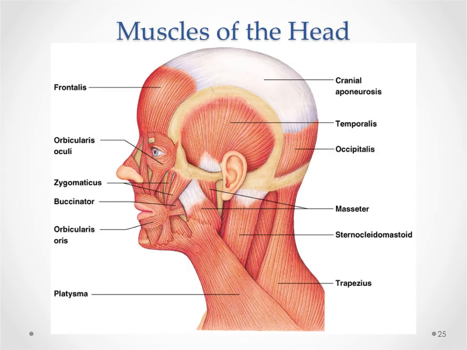Muscles of the head, we talked about a couple of these already. We talked about frontalis, the temporalis, the platysma, the sternocleidomastoid, the masseter, orbicularis oris, orbicularis oculi, and the zygomaticus. We've already talked about all of those, so just a couple of extra ones here. Occipitalis. If you remember, this is the occipital bone on the back of your head, so that's why it's named occipitalis muscle. And then the buccinator muscle, which is also a muscle involved in chewing. Oh, and trapezius is down here. You can see it a little bit better on a picture of the back.